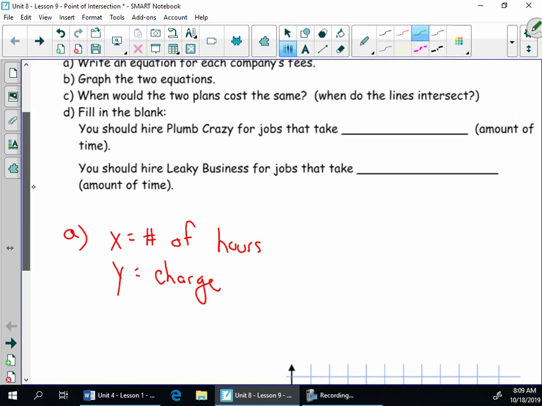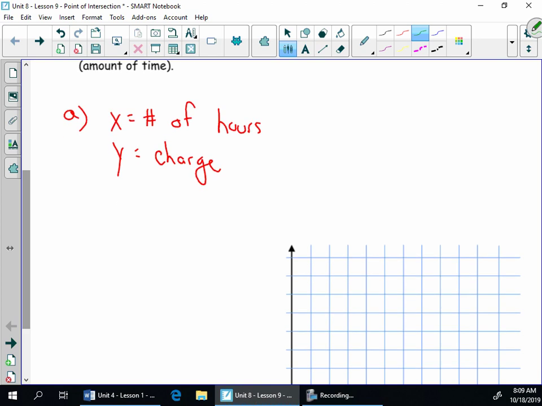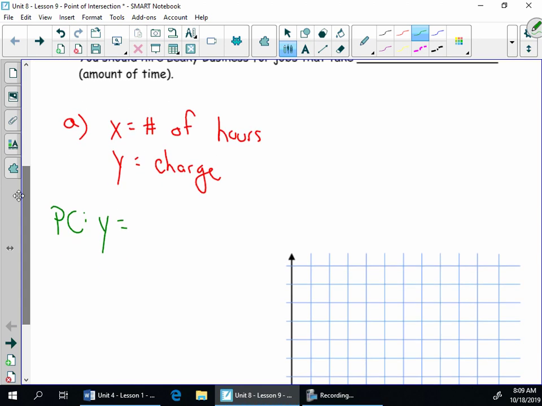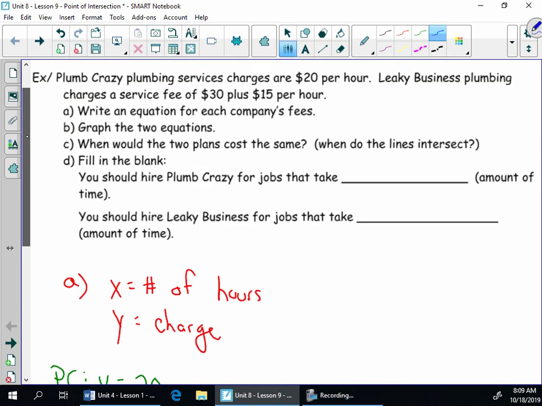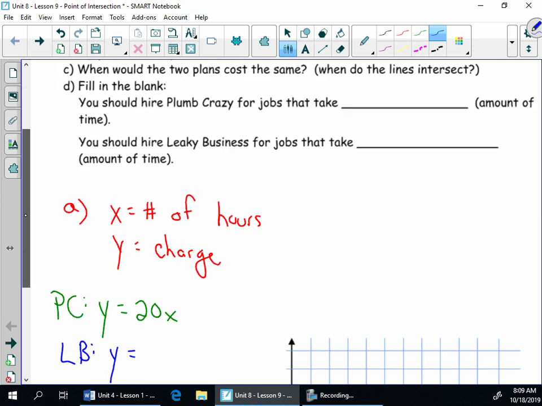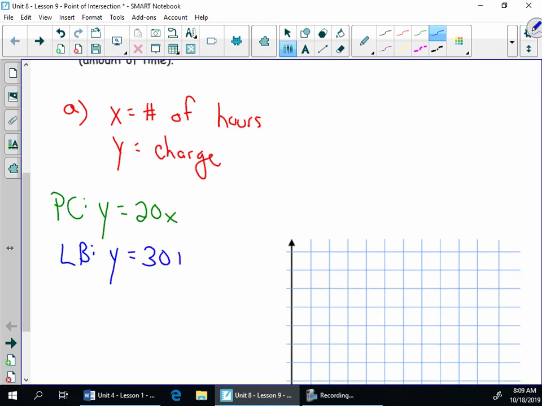Let's talk about the different companies. We have Plum Crazy, I'm just going to call that PC. Their equation is y equals, what do they charge? Just $20 an hour, so 20x. Leaky Business, they charge a service fee, so that's an initial value, plus $15 an hour. And there's my two different companies.